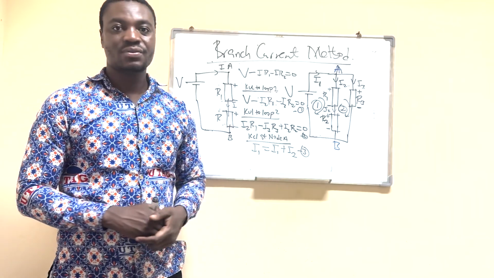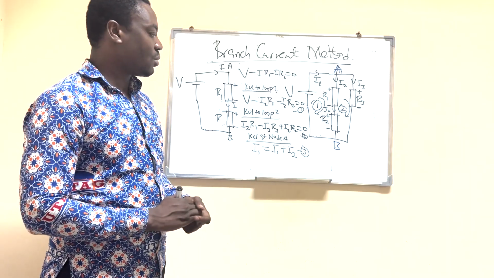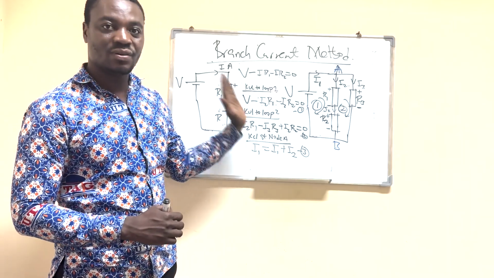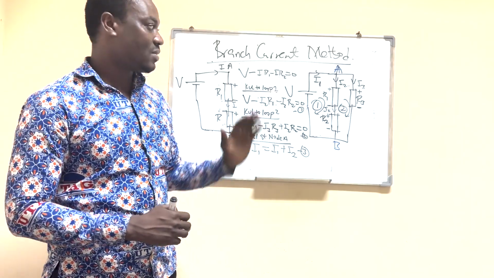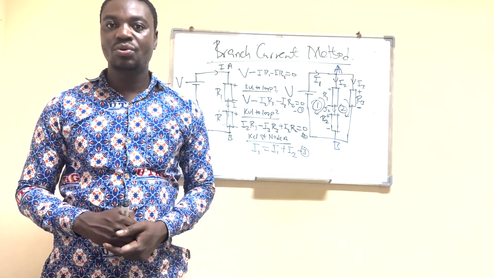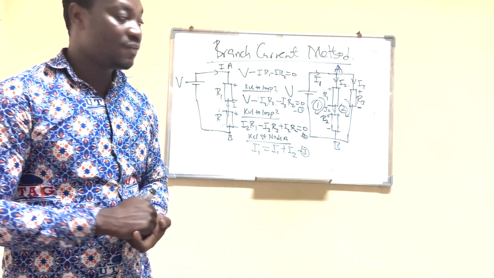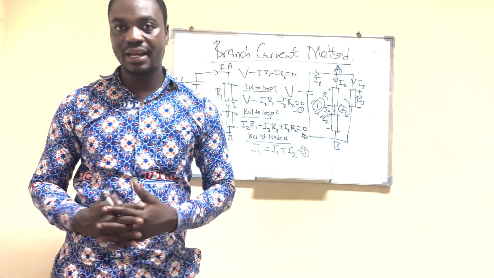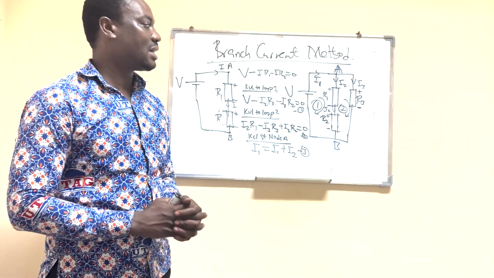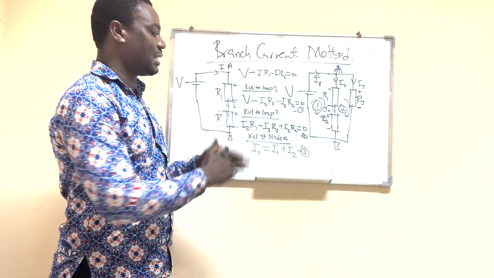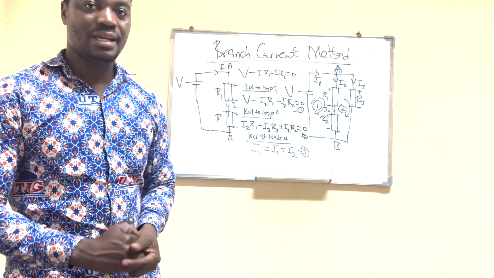Then the fourth step is you also apply Kirchhoff's current law to the nodes in the circuit diagram. If you can identify a node in the circuit diagram, you can apply Kirchhoff's current law to the node, and that will give you another equation as well.